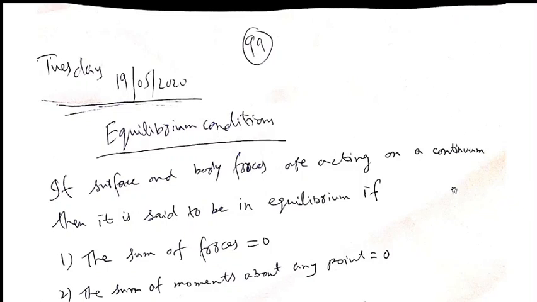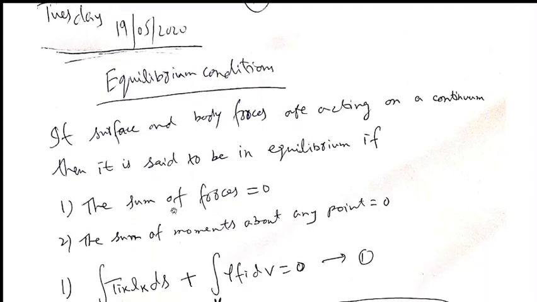And body force: when a body force acts on an object, that force has no contact with the object. For example, gravity. Now if these two forces are acting on a continuum, then that continuum is in a state of equilibrium if we have these two conditions, which are called equilibrium conditions.